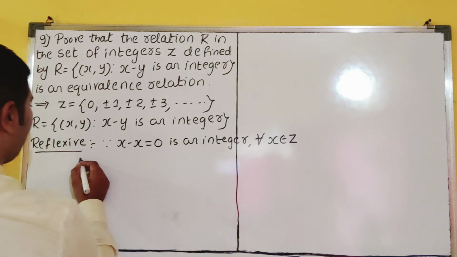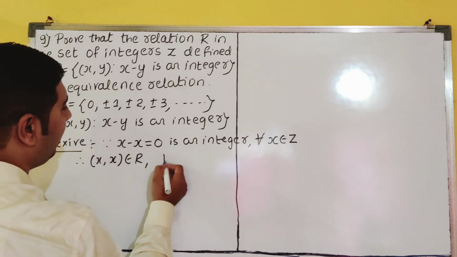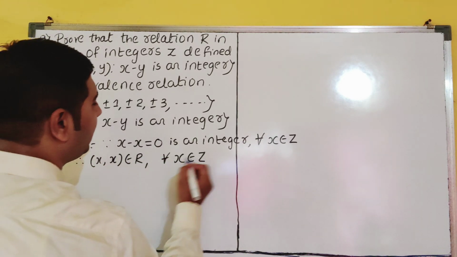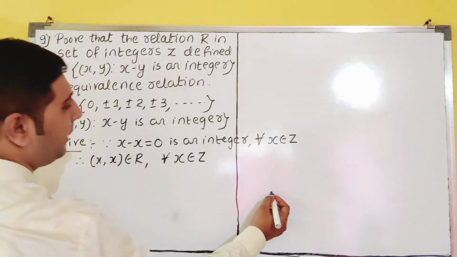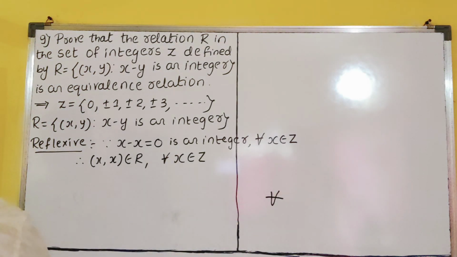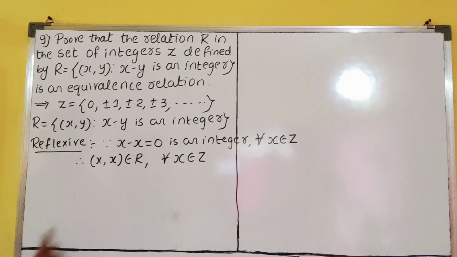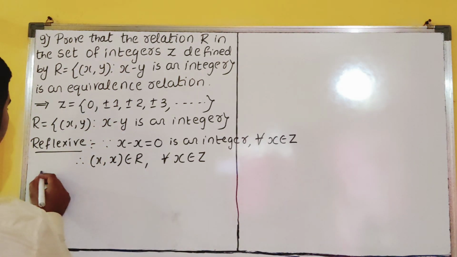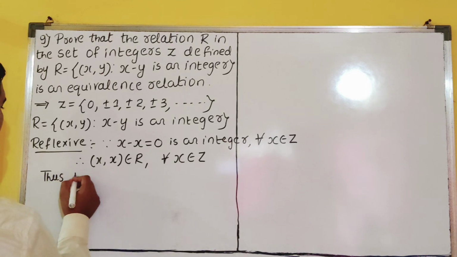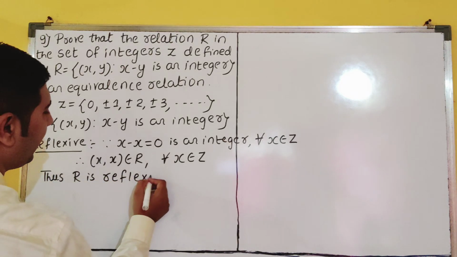So now therefore you can write what? (x, x) belongs to R for all x belongs to Z. For all, a symbol like this will come: a V, and you just give a slash in between. Then you will get it as for all. So thus R is reflexive. R is reflexive.